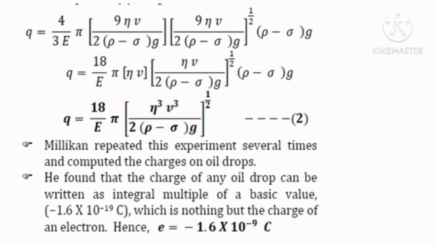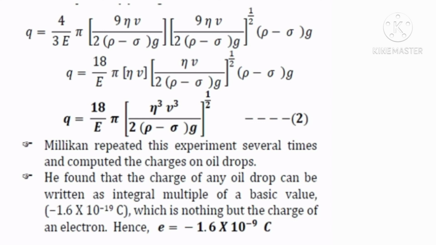Hence we can get Q is equal to 18 by E into pi into (eta cube into V cube divided by 2 into (rho minus sigma) into G) the whole power 1 by 2. This is equation number 2. This equation helps to determine the charge of the oil drop.